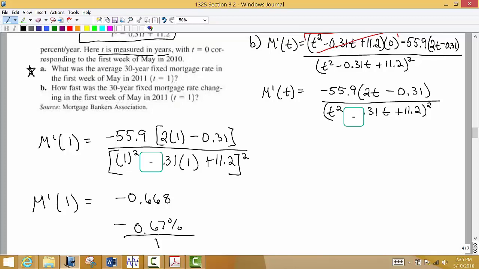We'll think of it as a fraction, like as a slope. We'll put it over 1. So what we're saying here, as the year increases, so as we increase by a year, it looks like the mortgage rate is going down by 0.67%. So I'm going to put here that looks like that mortgage rate is decreasing at that much per year.